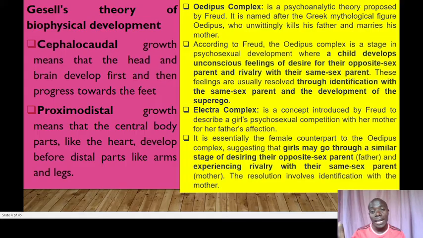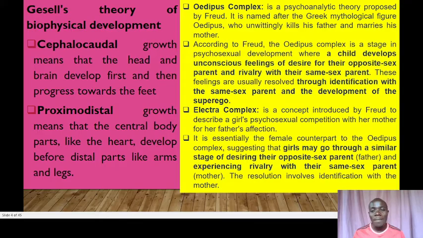In anatomy, cephalo refers to something relating to the head and caudal is the tail. So growth is happening from which direction to which one? Starting from the head towards the tail. This means that the head and brain will develop first, then it will progress to the feet. On the proximodistal growth, it means that the central parts of the body, like the heart, are going to develop first. Then we can have the arms and the legs.